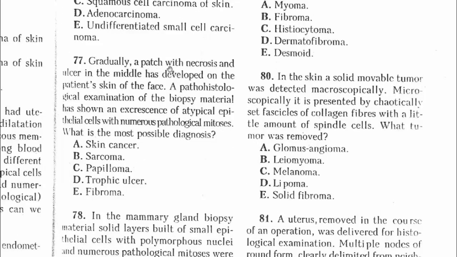77. Gradually, a patch with necrosis and ulcer in the middle has developed on the patient's skin of the face. A pathological examination of the biopsy material has shown an excrescence of atypical epithelial cells with numerous pathological mitosis. What is the most probable answer? This is definitely skin cancer. Atypism means cancer. Skin, of course, on the face.